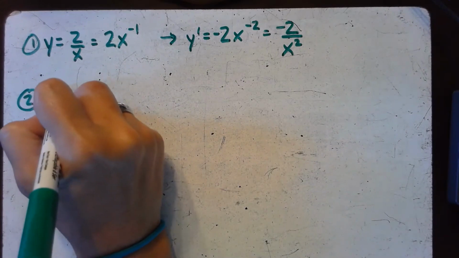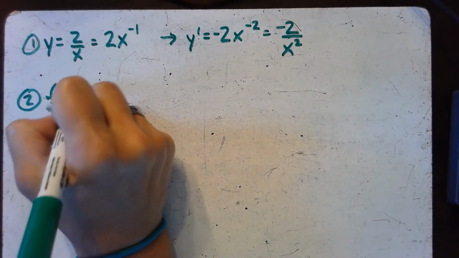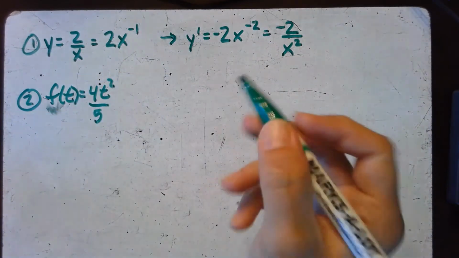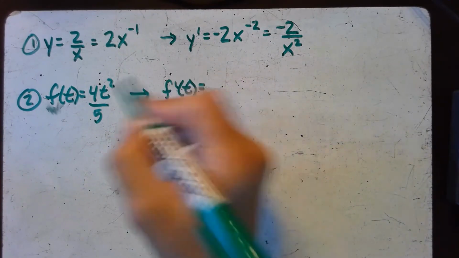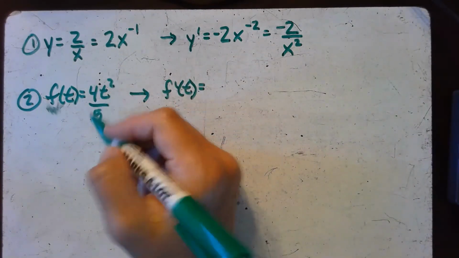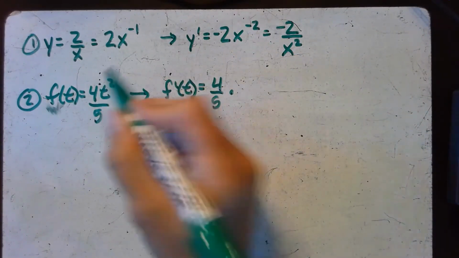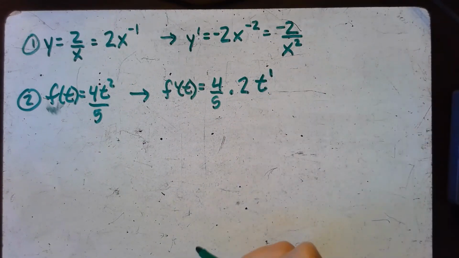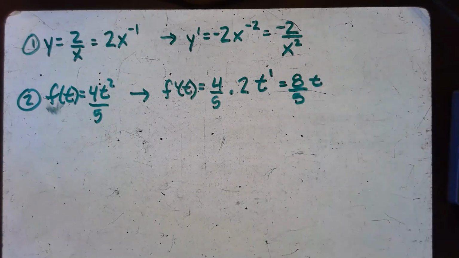Okay, for f of t equals 4t squared over 5, let's find f prime of t. You've got this 4/5 out there. Keep that. You're going to times it by the exponent of 2, and then you're going to drop that exponent. So this makes 8/5 t.